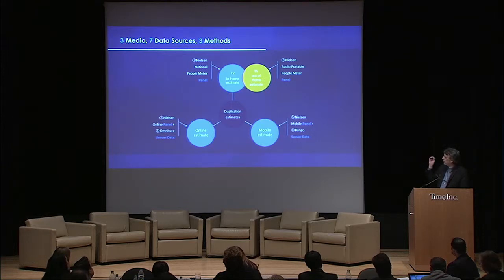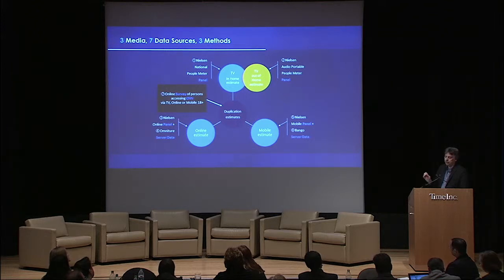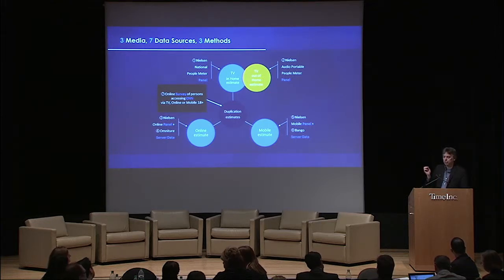So those are the main measurement pieces, but then there's the duplication part of it as well, where we have an online survey of persons accessing CNN via TV, online or mobile. And this is an important part of this, but we need to have some form of measurement across all of the media, and it's what glues it together in terms of estimating duplication. Now clearly, if you're using a survey, you're going to get survey bias compared with metered data, so there's a lot of calibration work we do to deal with that.